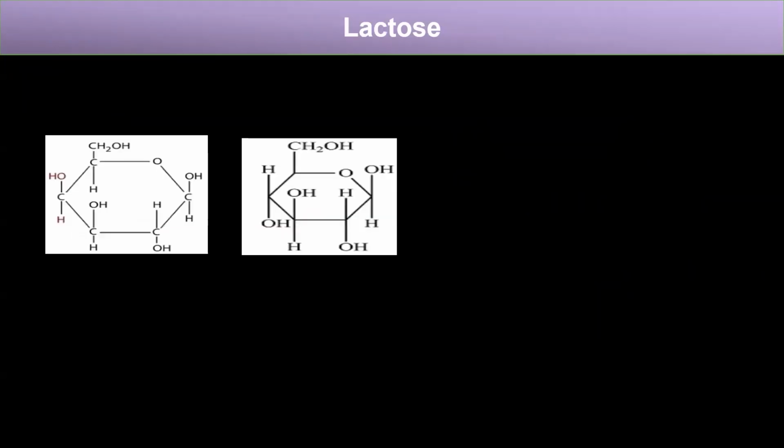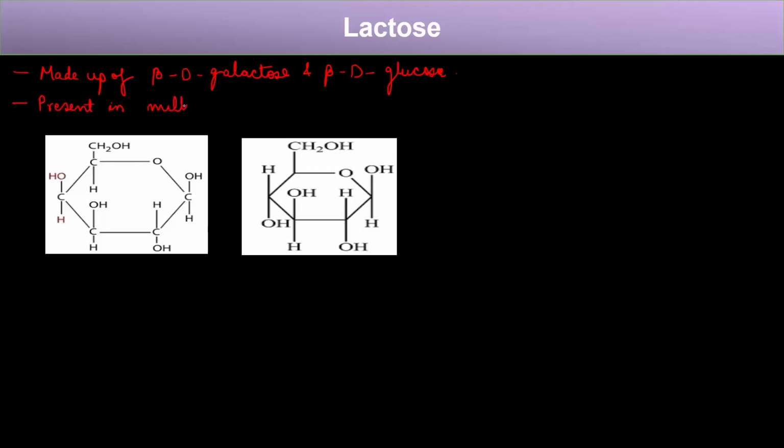Now, the next structure that we'll study is lactose. So what is lactose? Lactose is made up of beta D galactose and beta D glucose. Okay. And where is lactose present? Lactose is present in milk sugar. It is present in milk sugar.